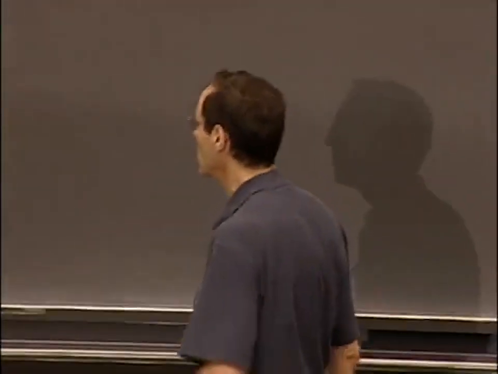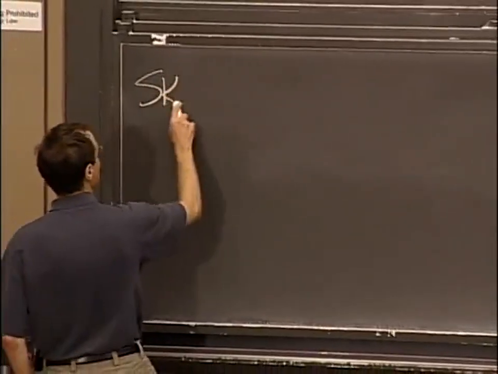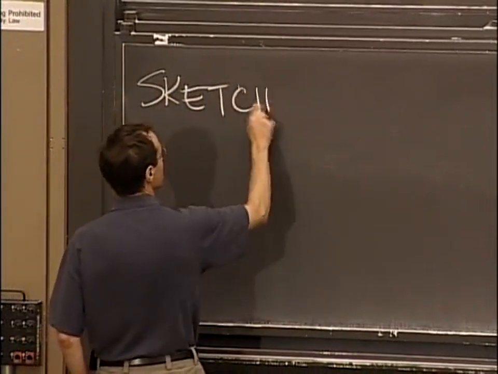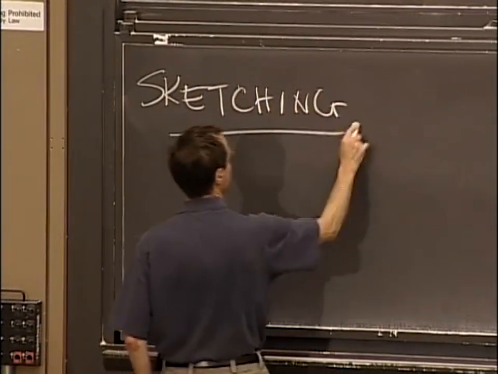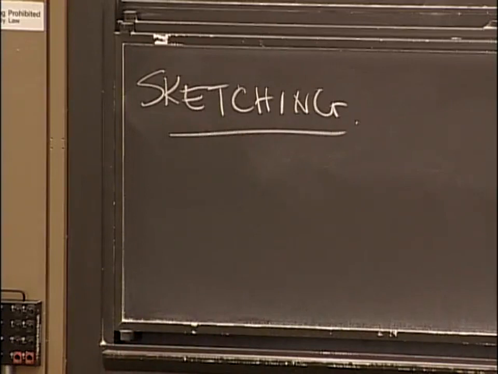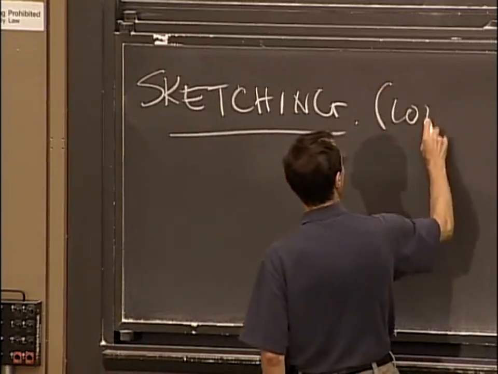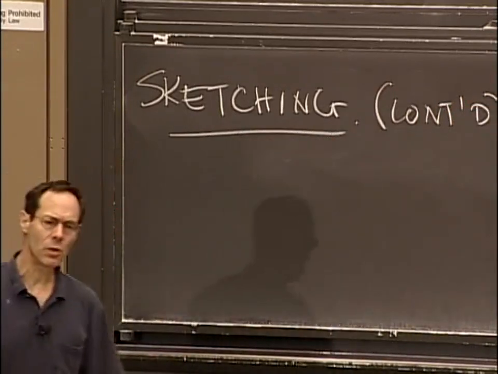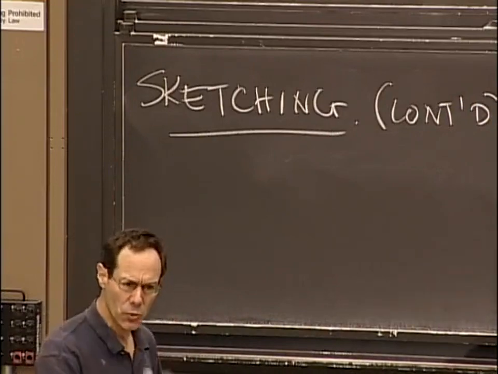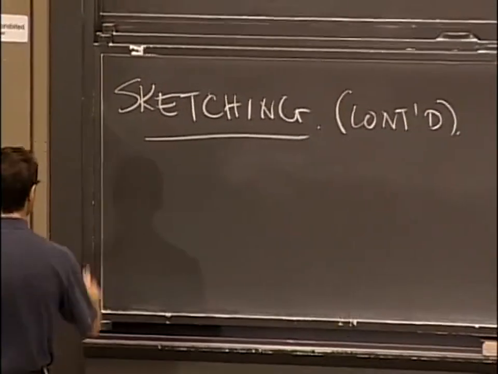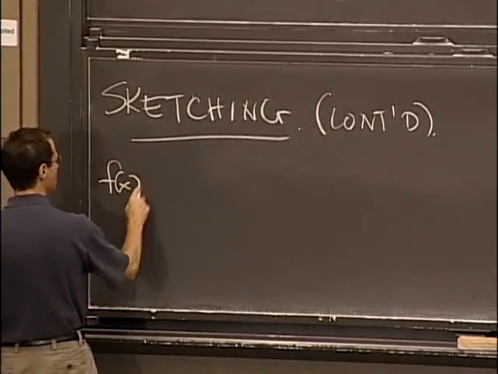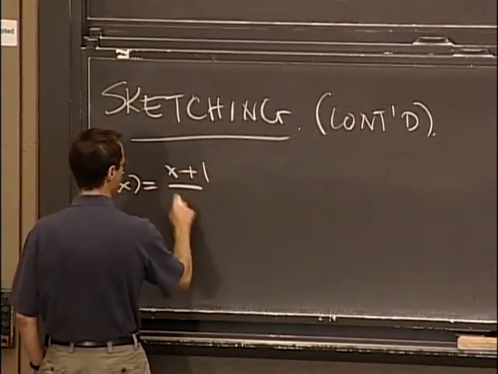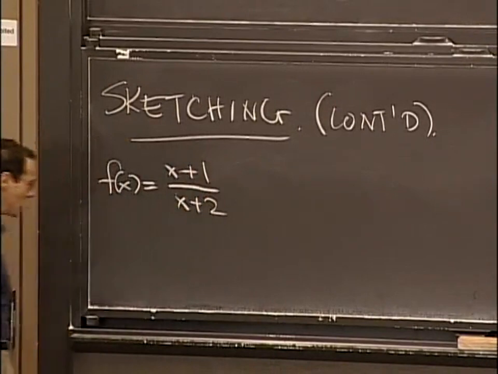Let me pick up where we left off with sketching. So this is a continuation. All right, I want to give you one more example of how to sketch things, and then we'll go through it systematically. So the second example, we did one example last time, is this. The function is (x + 1)/(x + 2).